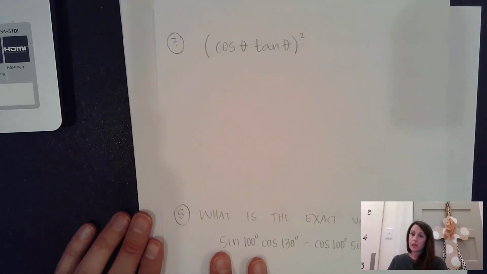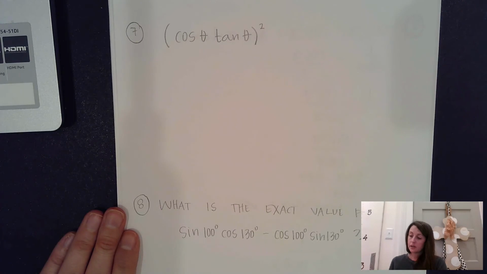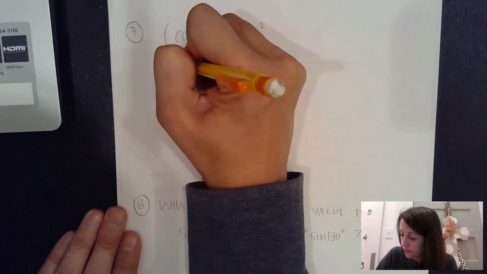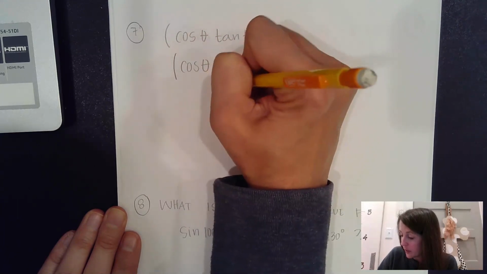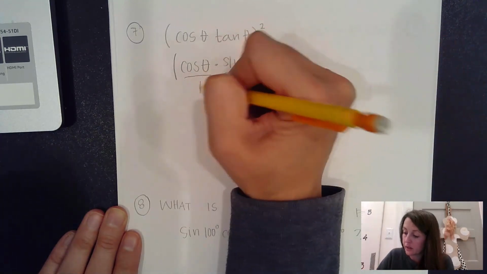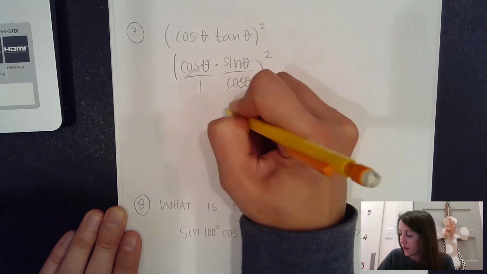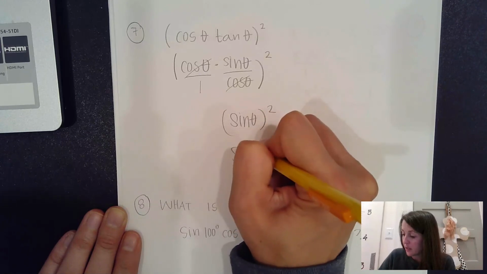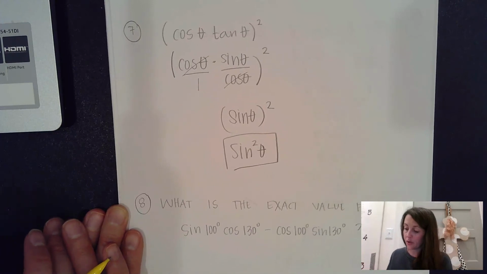All right, let's look here. So here for number 7, I've got cosine theta times tangent of theta, all of that squared. Well, what is tangent of theta? Tangent of theta is sine over cosine, right? So this is cosine. Cosines go away there, so I'm going to be left with sine of theta, all of that squared, which is just going to be sine squared theta. That's as simplified as you can get there.